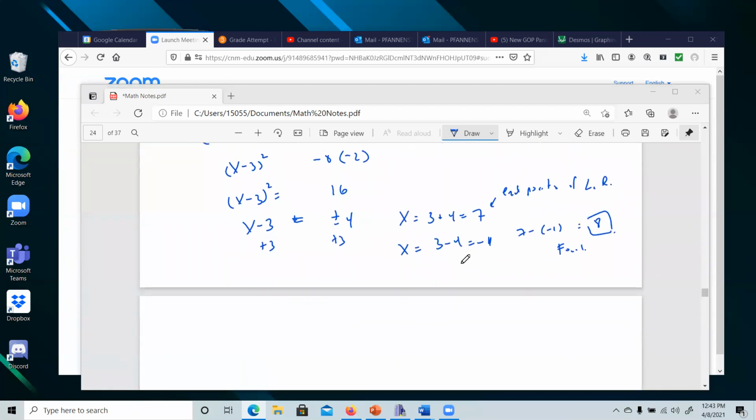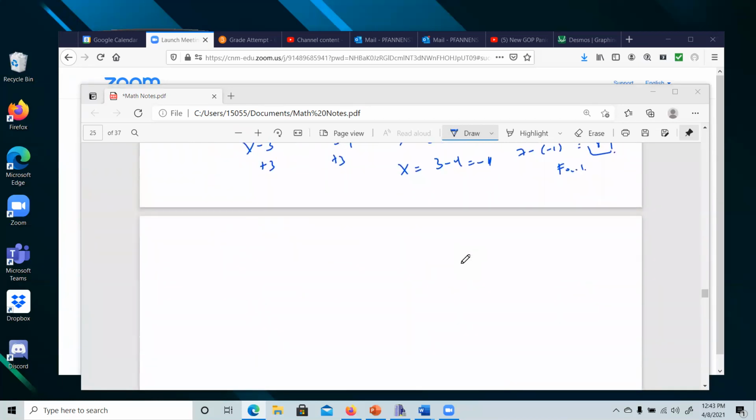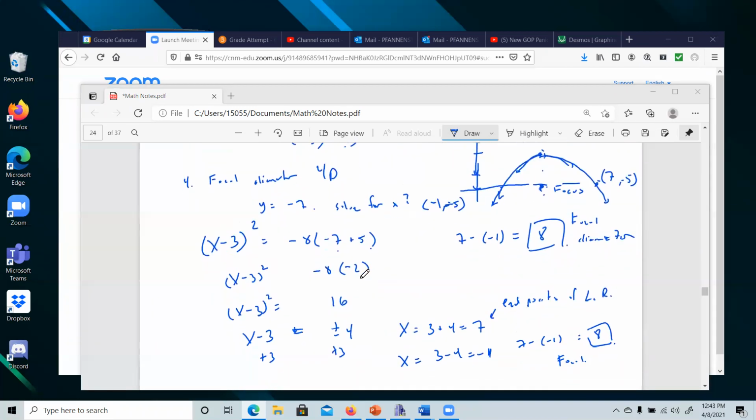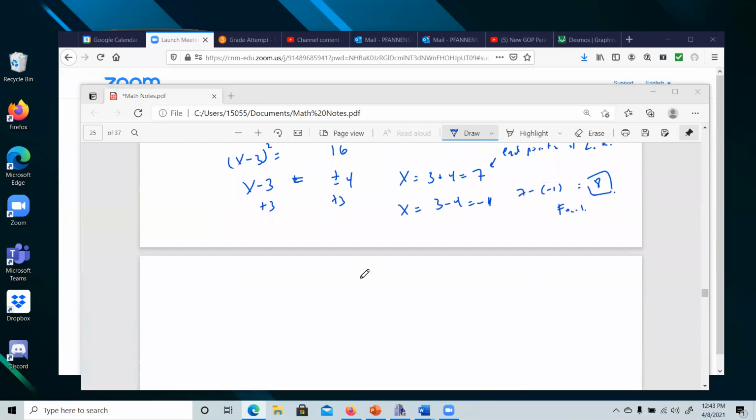Okay. I know it's not the most organized thing, and I apologize for that. I should be better about my board space and stuff, but there we go.